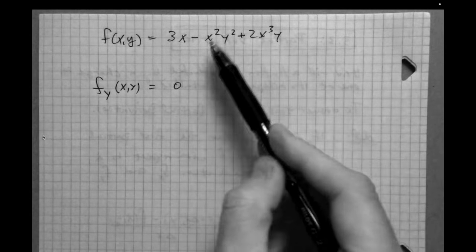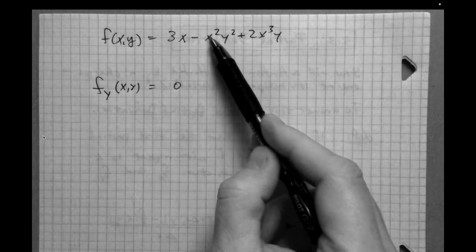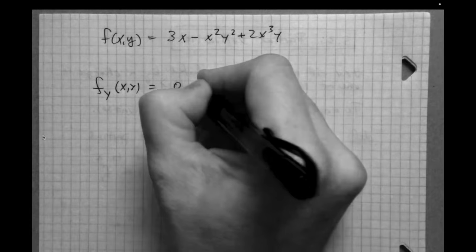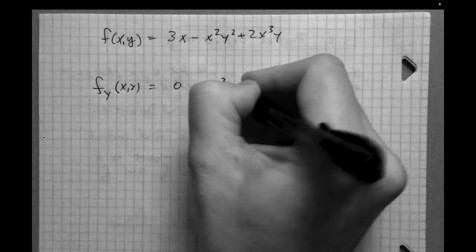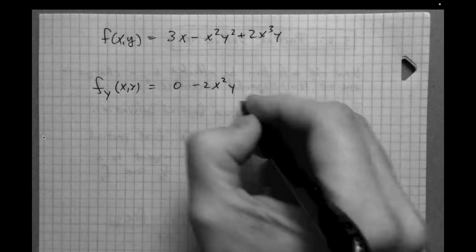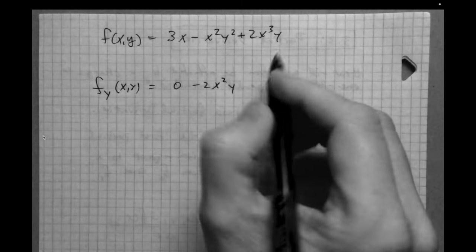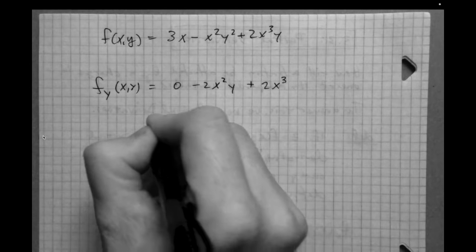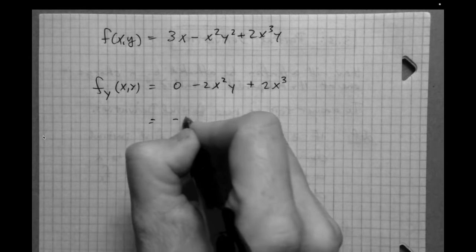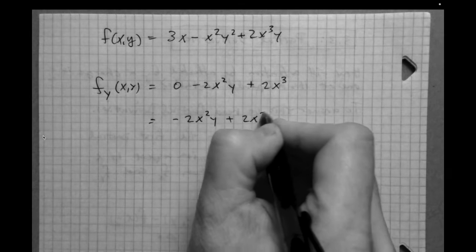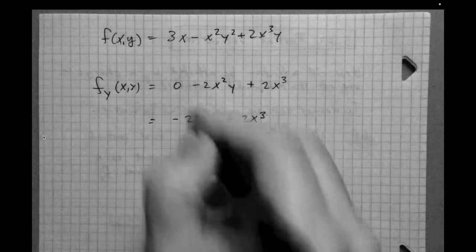What about over here? Well, the x squared is treated as a constant, and we're differentiating with respect to y. And so this would be 2x squared y. Okay, and then over here, the 2x cubed, think of that as a constant, and so differentiating with respect to y, we're left with just the constant, so 2x cubed. Okay, so the partial derivative here is negative 2x squared y plus 2x cubed.